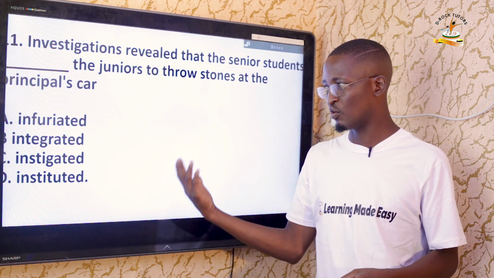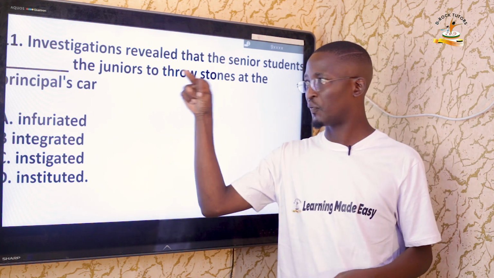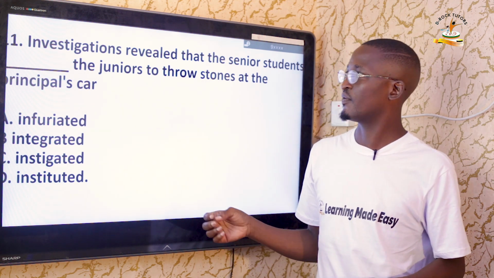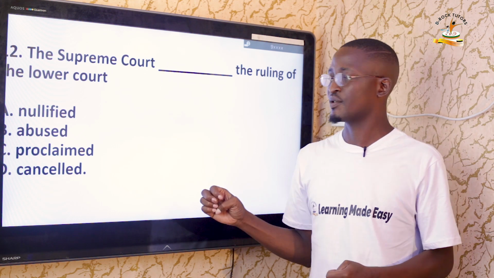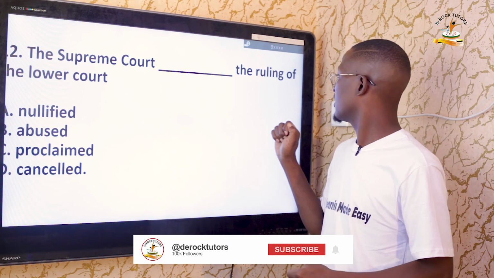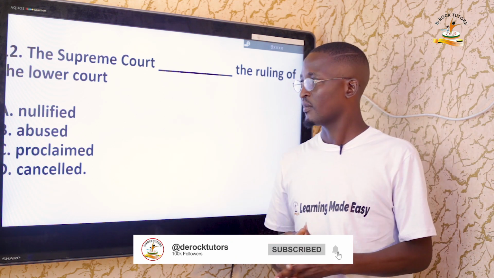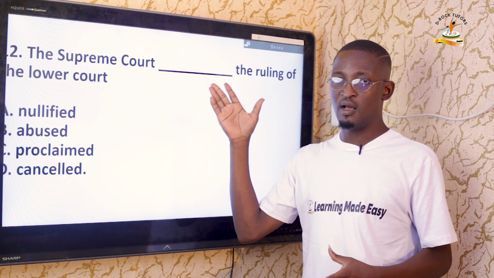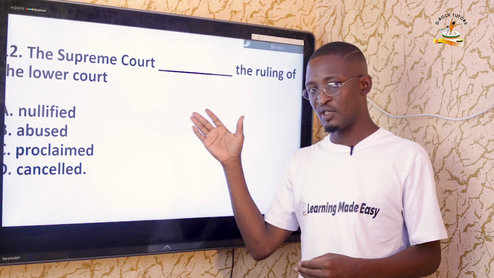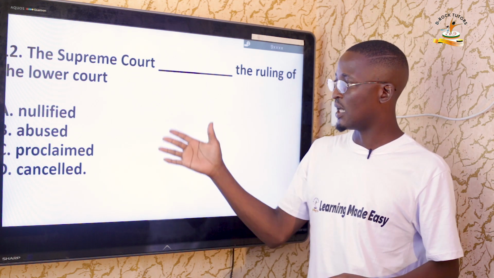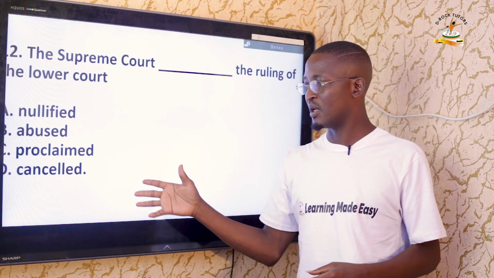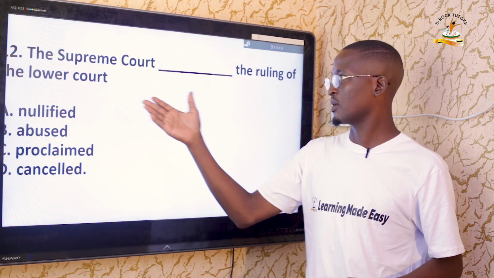Like I said about collocation, that is the best word to fit in there. So, number 12. The Supreme Court dash the ruling of the lower court. We're talking about the decisions of cases here, judgment in courts: nullified, abused, proclaimed, cancelled. And of course, talking about court.